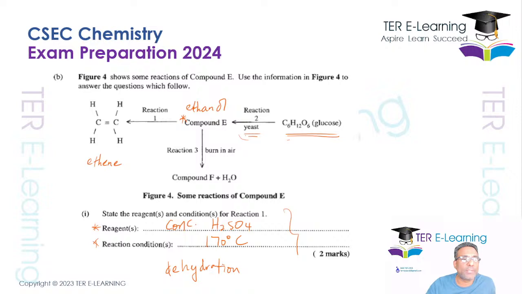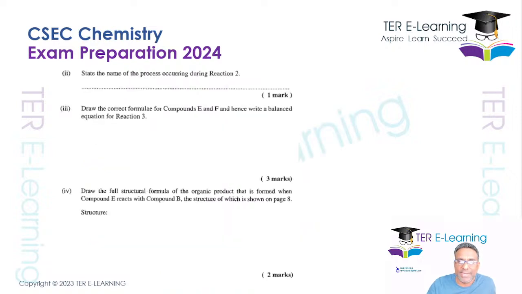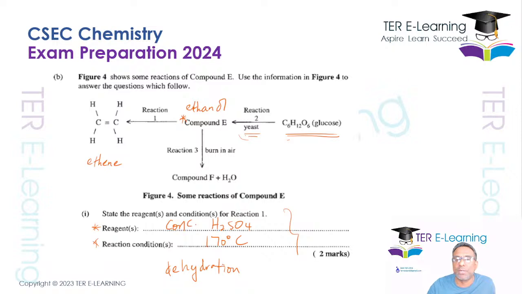See what else they want. State the name of the process occurring in reaction 2. So reaction 2 here, what are they talking about? What's happening here? What's the name of that process?